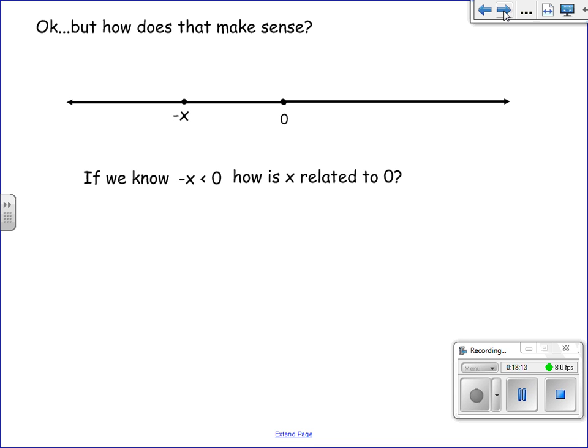Here's what I want us to think about. Where would x be if this is where the opposite of x is? Can somebody come graph it on the number line for me? Or put it up there? Will? This is where the opposite of x is. Where's x?